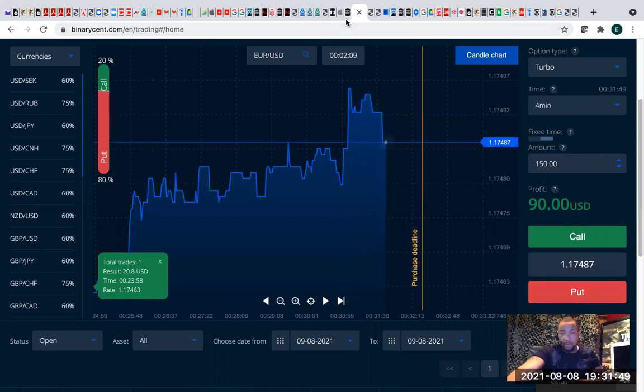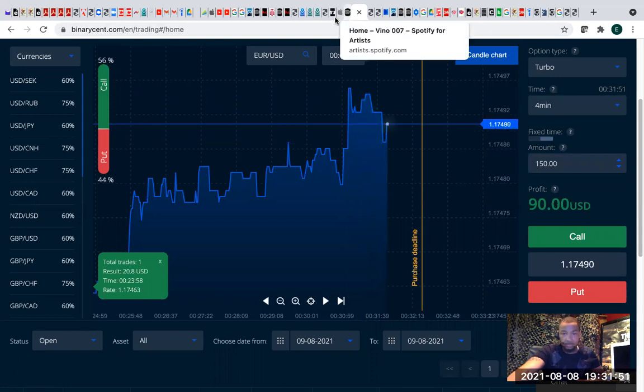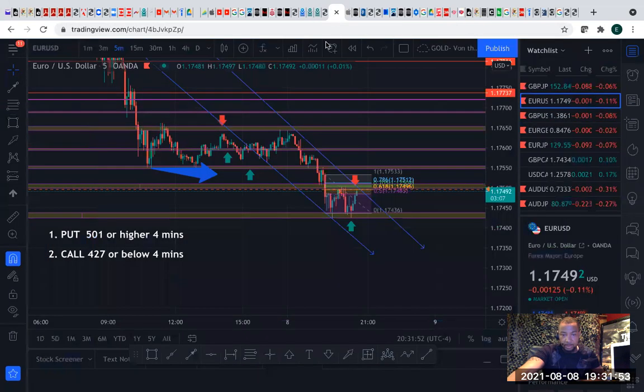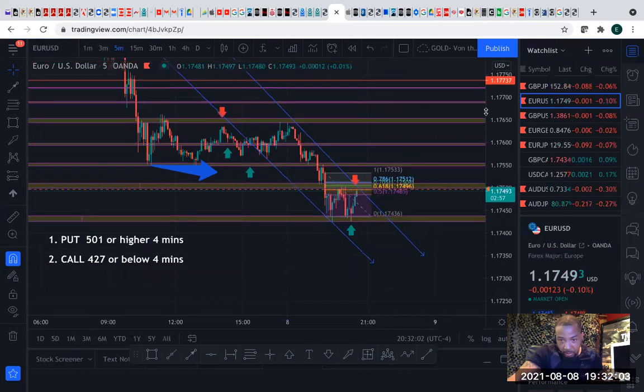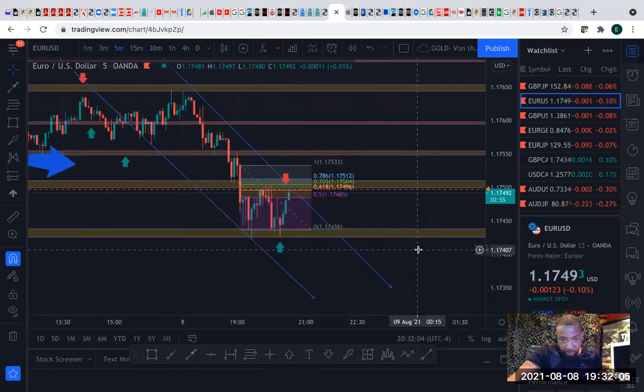Let's see if we're going to get it. Go back to the analysis real quick. Right now it came to the 786.18 zone. It previously came to the 705 zone. Make that a little bit bigger.